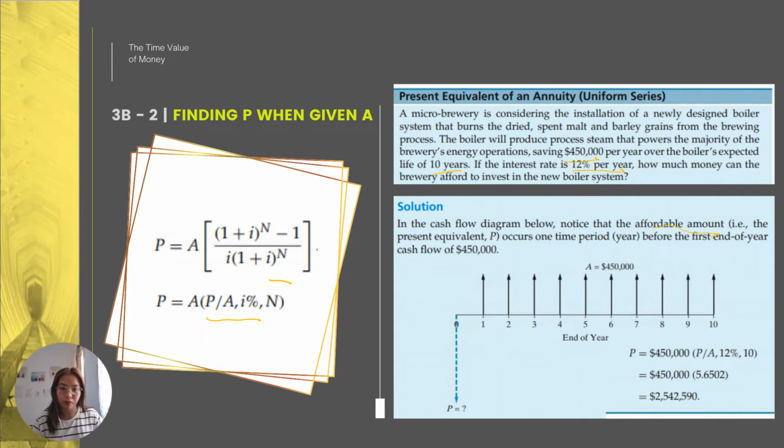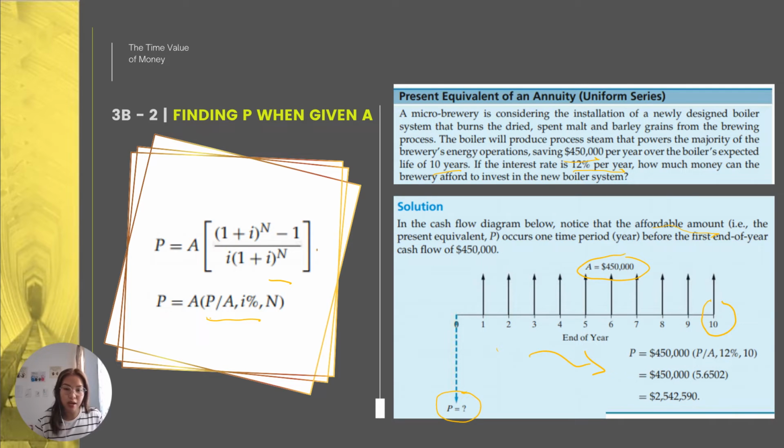So you have 450 thousand savings. Then 10 years is the life of the boiler that you will invest in. So what is P? How much is your initial investment? Okay, so yes, if we compute it, we are going to use this one. So we use this, and this is its solution.